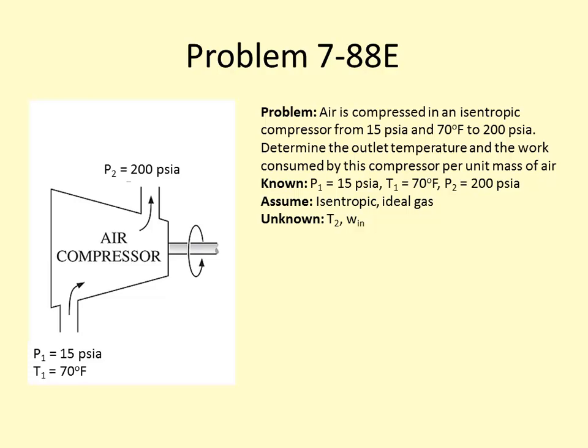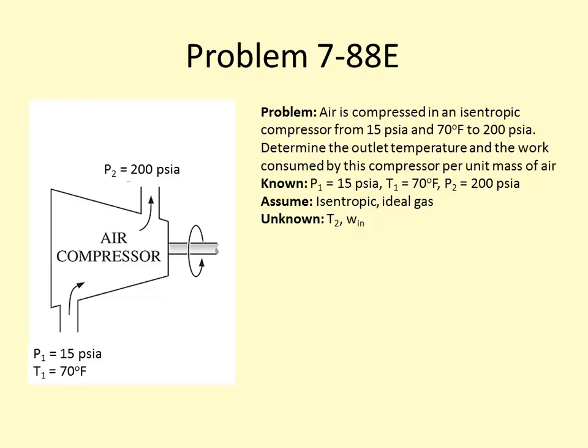Okay, so T2 over T1 equals P2 over P1 to the K minus 1 over K. So for air, we can look up in the tables, K is equal to 1.389. So T2 is equal to T1 times P2 over P1 to the K minus 1 over K. We plug in the numbers for that.